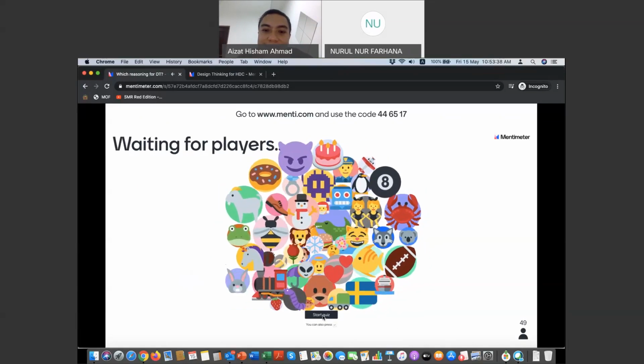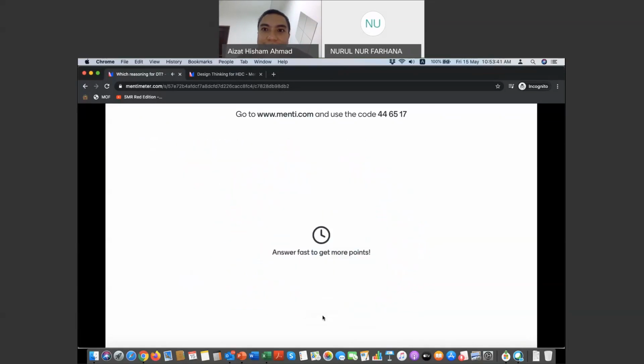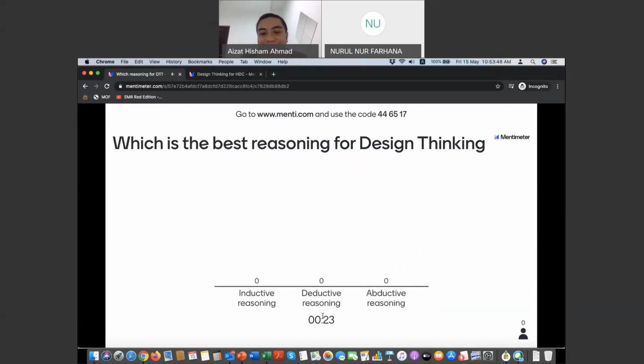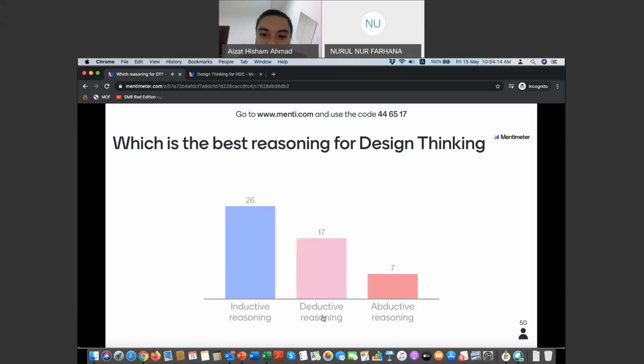Ready? Which is the best reasoning for design thinking? Just now there were 3, right? So which is the best? You have 15 seconds. Inductive, deductive, abductive, which one? Remember what inductive is? It's more top down. Time's up. We have 50 responses.